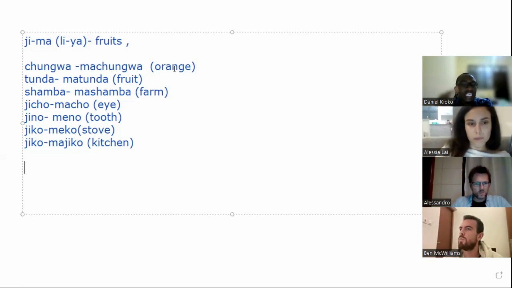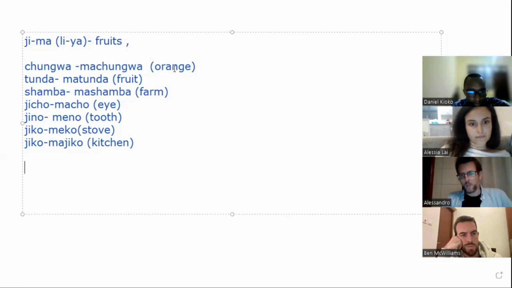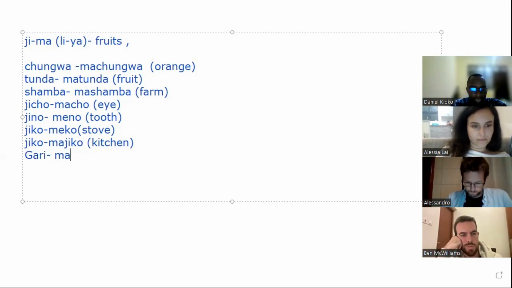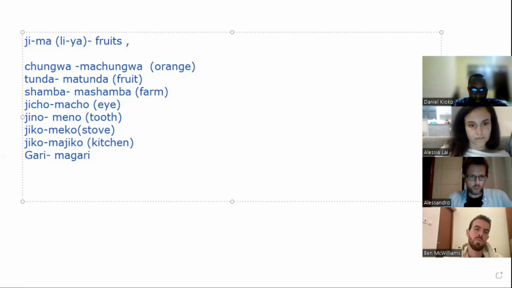Mu-ha, mu-mi, ki-vi, and then this is ji-ma. So when you see the word and the plural is ma, you know automatically it's under jima. It's at least something which can help when you are maneuvering with the noun classes. For example, gari, magari. Please tell me you know gari. What is gari? Is it a car?